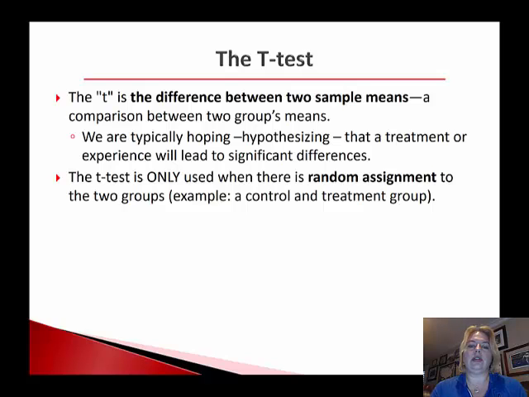The t-test is only used when there is random assignment to these groups, a control and a treatment group. So in the case that I described before, you would have to actually randomly assign some students to take the learning strategies class along with algebra, whether it's before the algebra or after, it doesn't matter, and randomly assign others to take algebra without it.